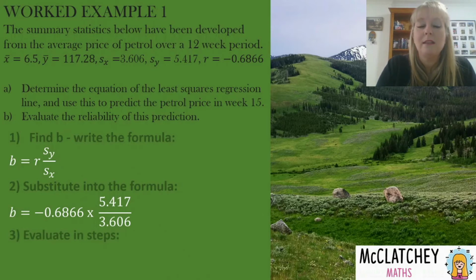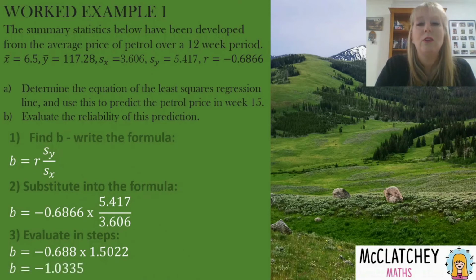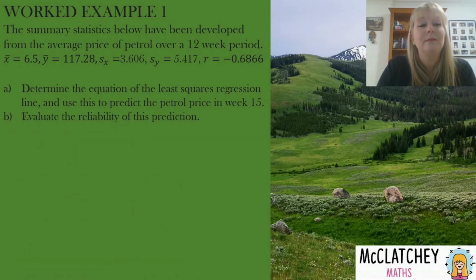So I would recommend simplifying that fraction on the right-hand side first, keeping that number on your calculator. Don't round it off yet. Don't round it till the very end. And then you're going to work out that b is equal to negative 1.0335. You're going to need to write that down somewhere because you're going to need that to create your equation in a moment. The next step is you're going to find a.